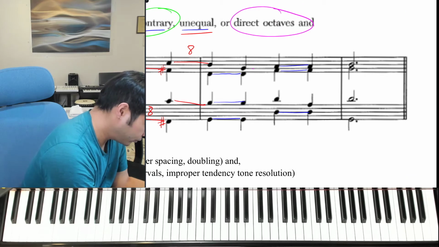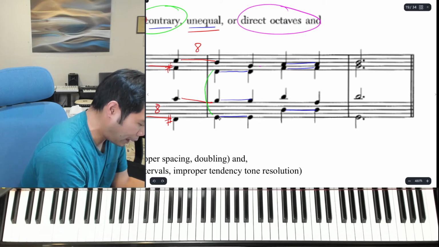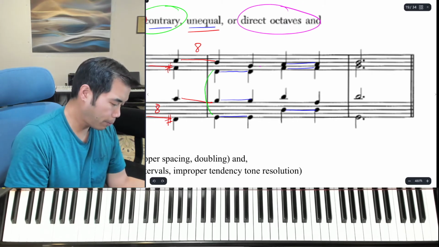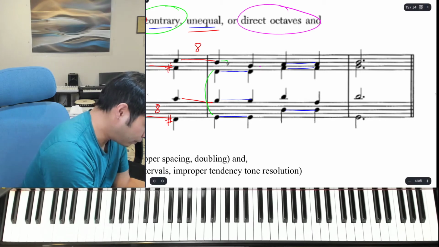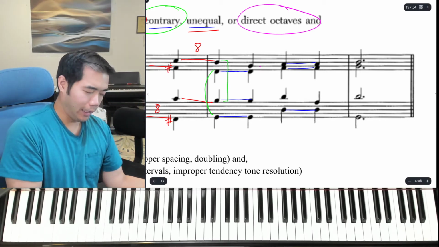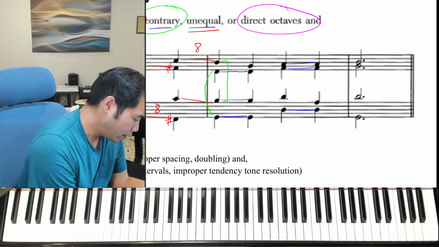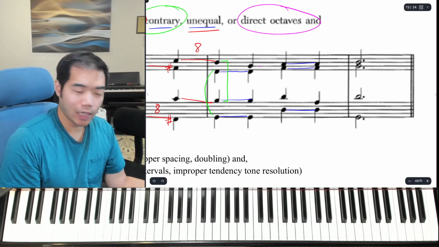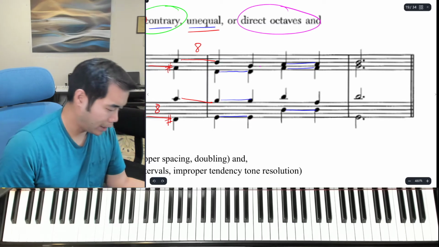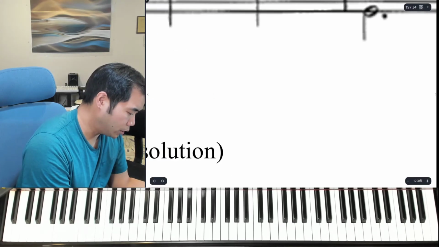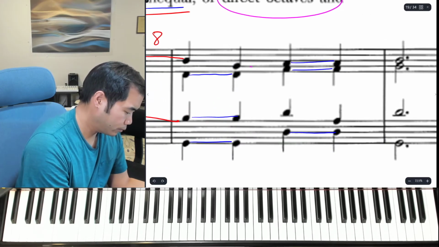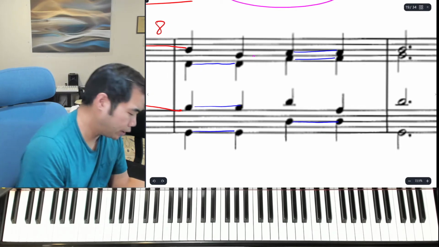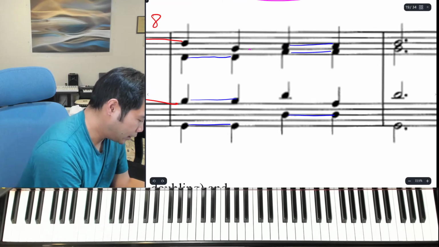Moving forward, I see that we have a fifth between our bass and the alto, G to D. We also have an octave between the tenor and the soprano, but guess what? Each of these voices, the lower voices, are static, so those are fine. You can't have an error when the voices aren't changing. Oblique motion is really, really good. Which takes us to the next one here.